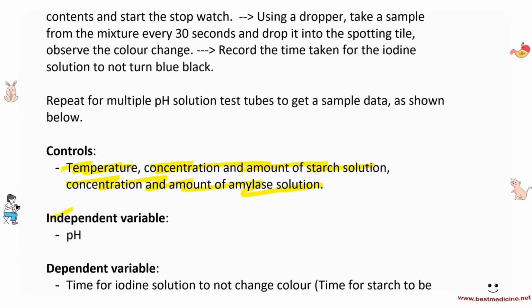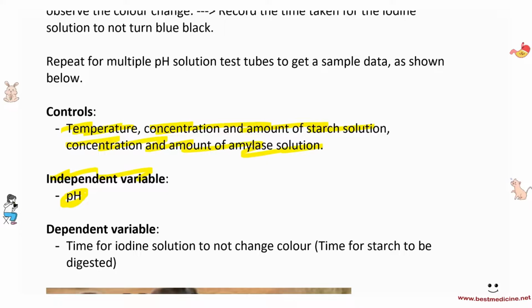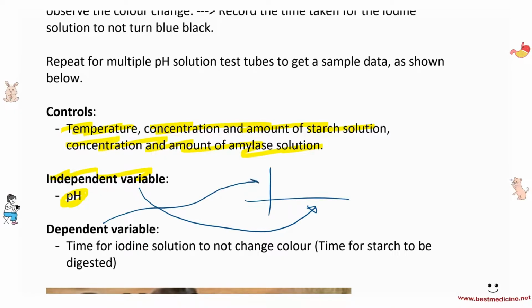The independent variable is the pH. That's the thing that we're changing. Remember, when we draw a graph, we write the independent variable on the x-axis and the dependent variable on the y-axis. The dependent variable in this case was the time for the iodine solution to not change color, the time for starch to be digested.